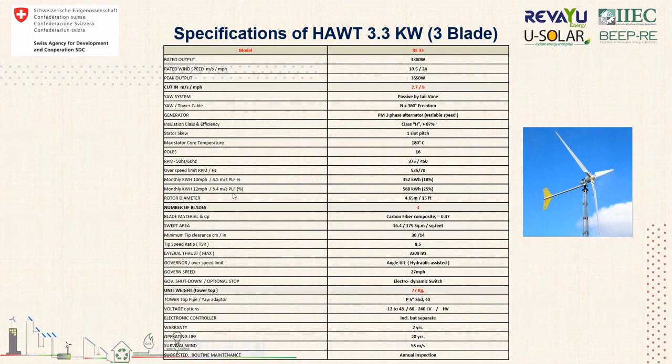Then it has a 16 pole alternator. This is more of a technical thing. Then a carbon fiber composite material for blades which is now edgeless. Rated wind speed is 10.5 meter per second. Beyond 10.5 meter per second, it is anyways going to furl, and at 13 meter per second, it starts dumping the surplus power to the dump mode.